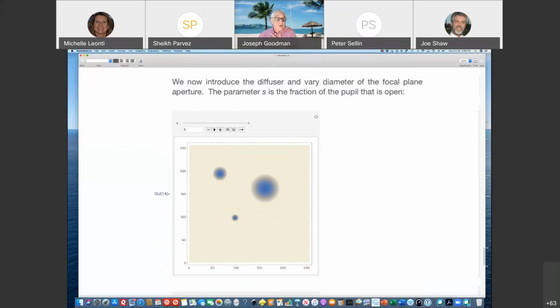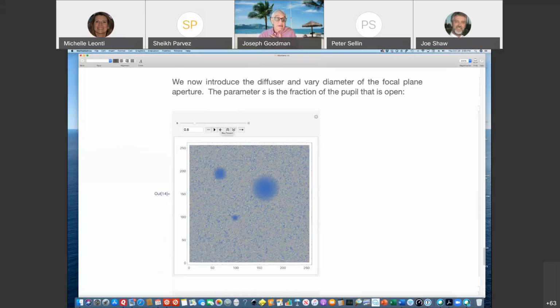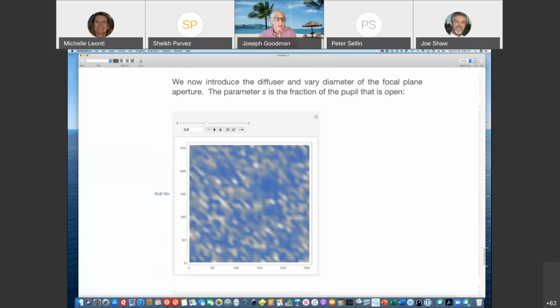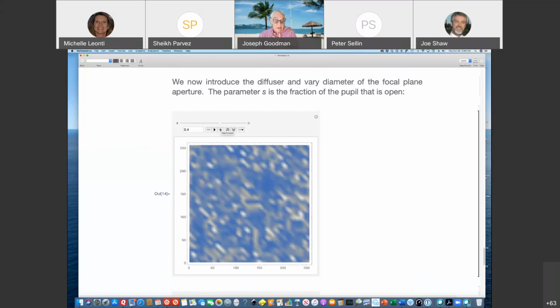But now I'm going to start to decrease the aperture size in the focal plane, and a little computing goes on here. And now you're beginning to see some speckle appear. Here, the aperture diameter is 8/10 of the full pupil. And here, after a little computation, 6/10. Speckle's getting more noticeable. Here we're down to 4/10.